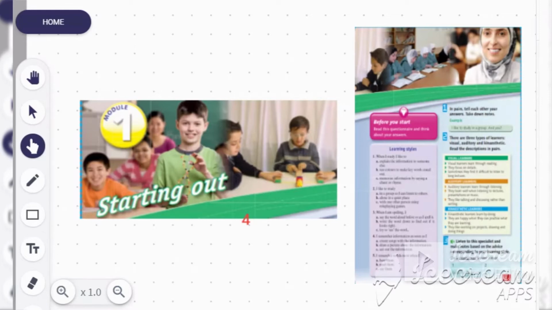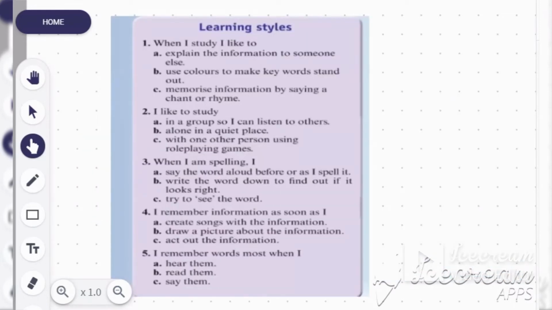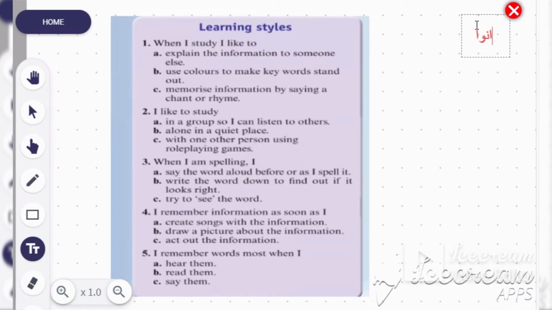Now we will start our first lesson. The title of our lesson is Learning Styles. أنواع التعلم. Learning Styles. I write it in Arabic. أنواع أو أنماط التعلم. Learning Styles means أنواع التعلم.